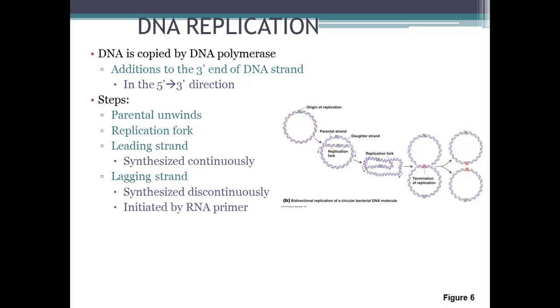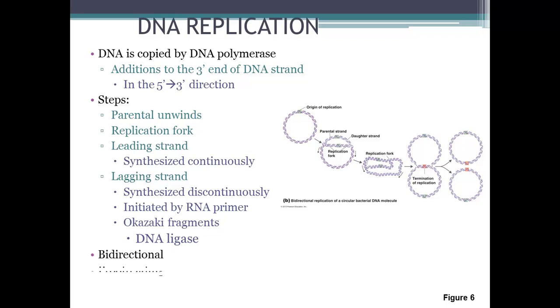All of this in the lagging strand is initiated by an RNA primer. An RNA primer is needed to start because DNA polymerase can only add to the 3' end. The pieces that are formed are known as Okazaki fragments. The RNA primers are removed by DNA polymerase, and the Okazaki fragments are joined by DNA ligase.